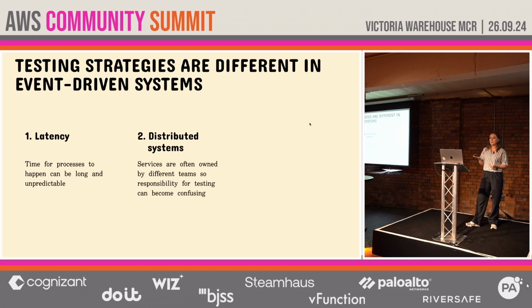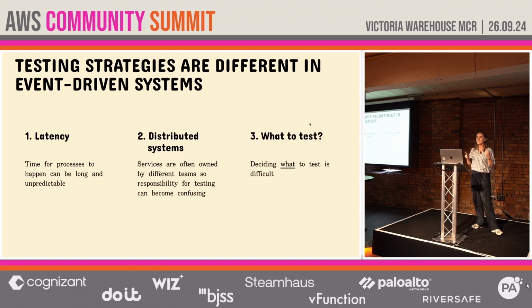Secondly, the challenge of testing distributed systems. Often, with these different domains, different teams will own the testing of those domains, but actually the critical flows might be across multiple domains. Therefore it's difficult to know who should be testing what, and sometimes gaps are left. And then just what to test can be difficult.